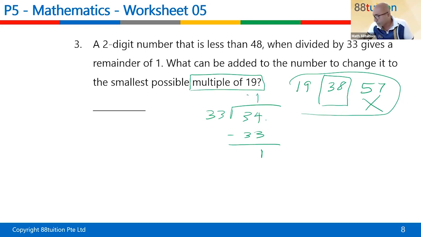You know this answer is 34, right? But what can be added to this number to get the smallest possible multiple of 19? 4. Correct, because 34 plus 4 gives you 38. Therefore, your answer is 4.